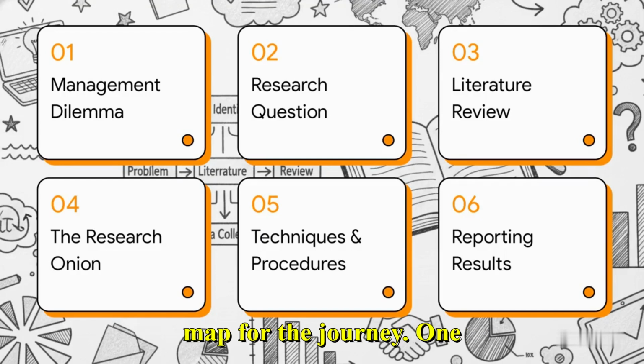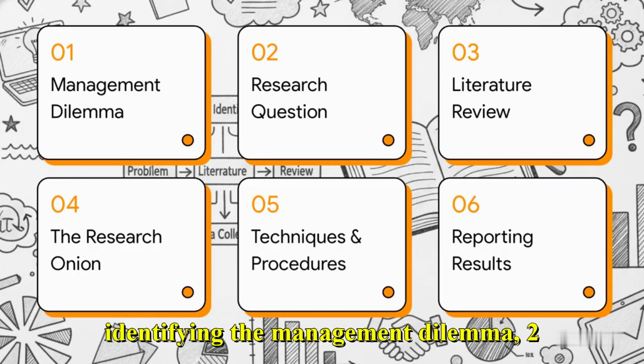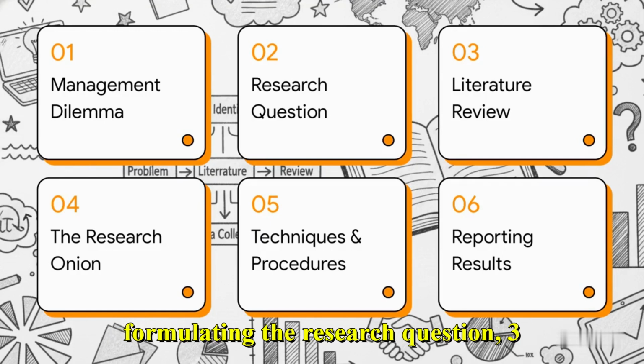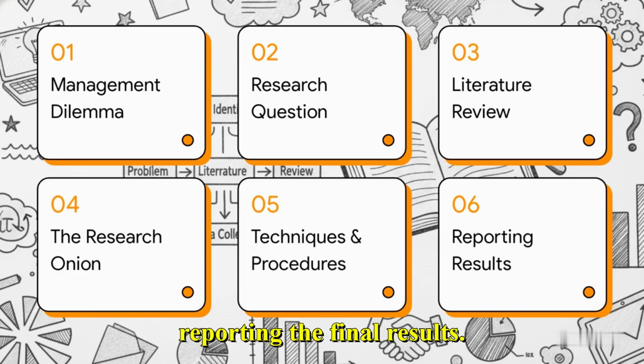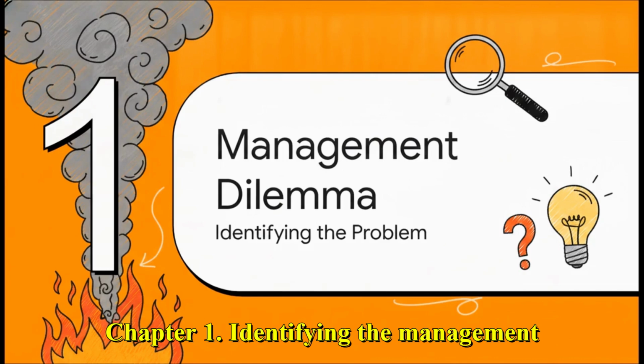Here is our roadmap for the journey. 1. Identifying the management dilemma. 2. Formulating the research question. 3. Reviewing the literature. 4. Peeling the research onion. 5. Selecting techniques and procedures. And 6. Reporting the final results.